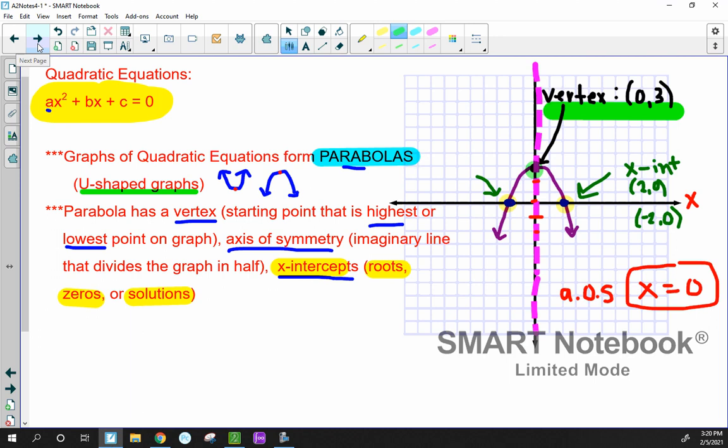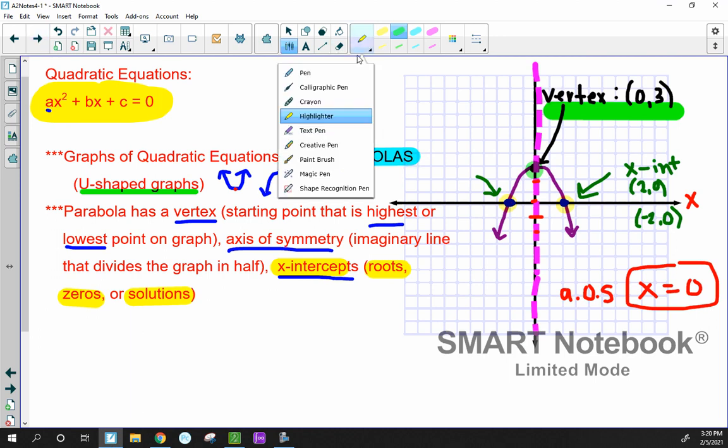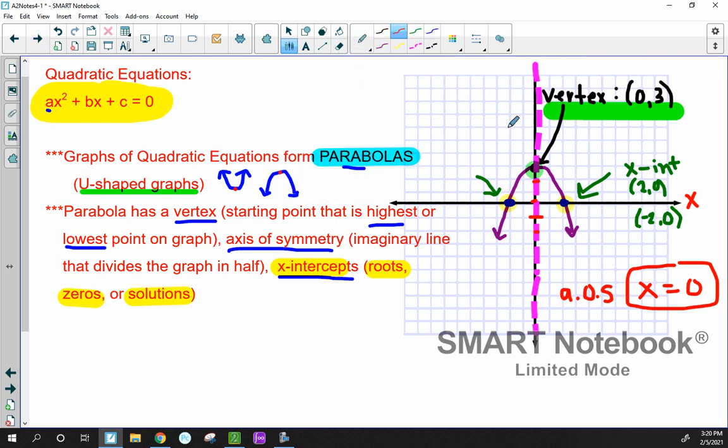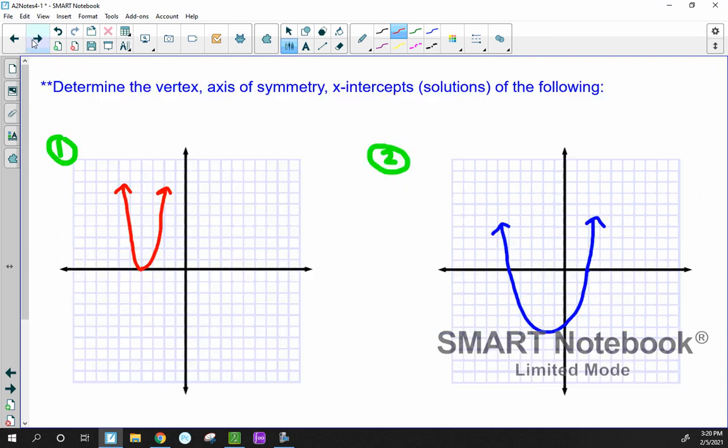Alright, so that's just a mini lesson on different parts of a parabola that you need to know: vertex, x-intercepts, and axis of symmetry. So what we're going to do right now is similar things. We're going to determine the vertex, the AOS, and the x-intercepts of the following.